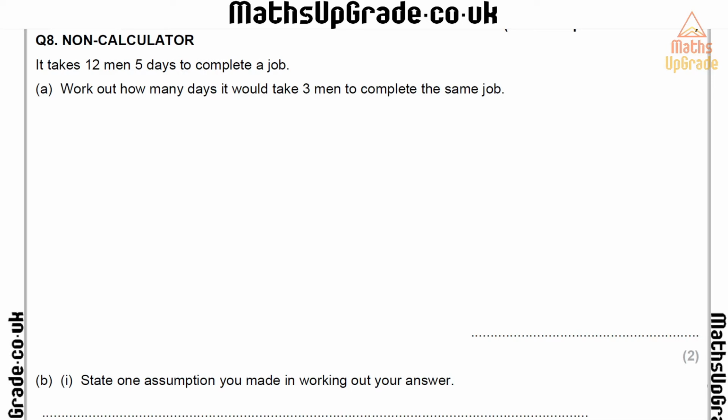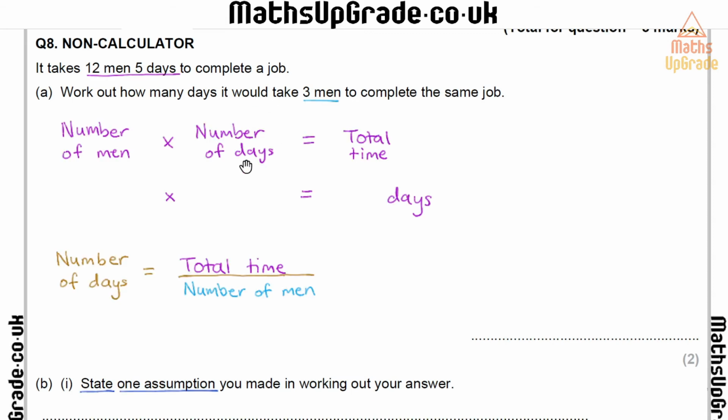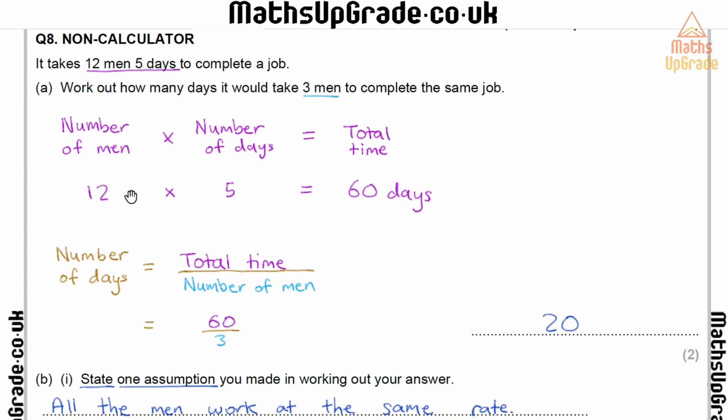In question 8, we're told that it takes 12 men 5 days to complete a job. We need to work out how many days it would take 3 men to complete the same job. So like question 7, this question is not as straightforward as some of the other proportion questions. What we can do is work out the total time taken for 1 man to do the job by multiplying the number of men by the number of days. That would give us 60 days.